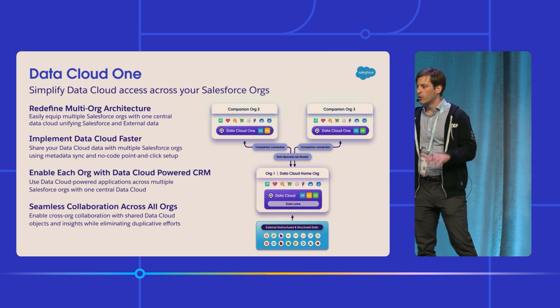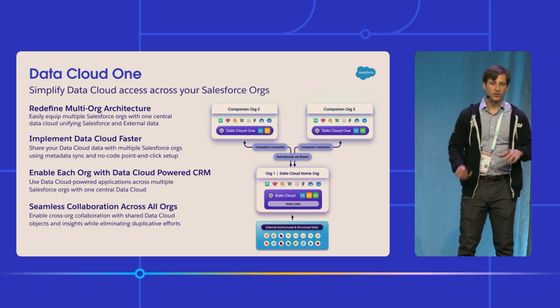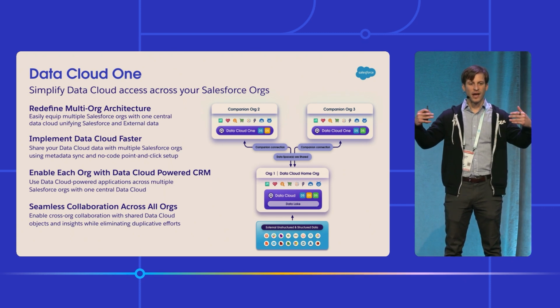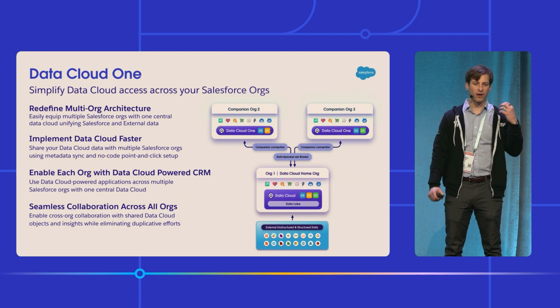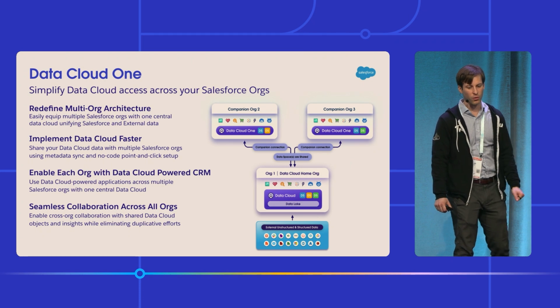And with that, once you've hooked it up with point-and-click via Data Cloud One, on the back end we are automatically doing metadata sync. So all the metadata is being shared across the board, and now that's available in all your companion orgs, and we're virtualizing the data from Data Cloud. So again, all that data from Data Cloud is now available across all your orgs.